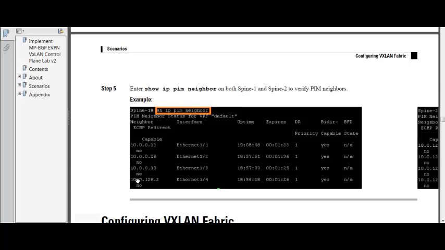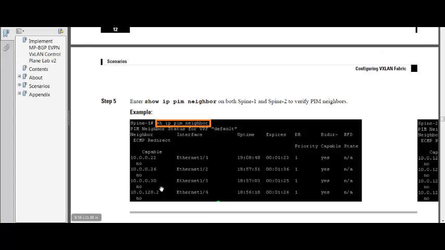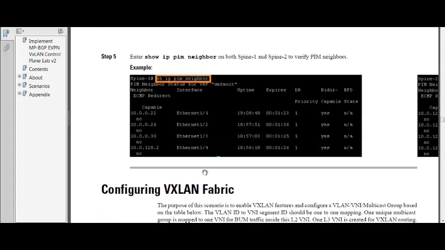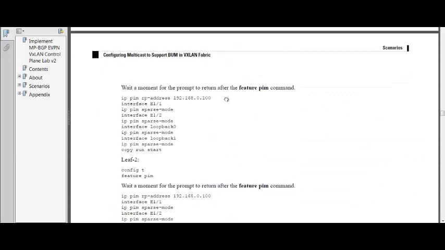When you repeat this, we finish our multicasting, and I should see these four leaves as the PIM neighbors. Shall we do this? Let's finish this today. All right.